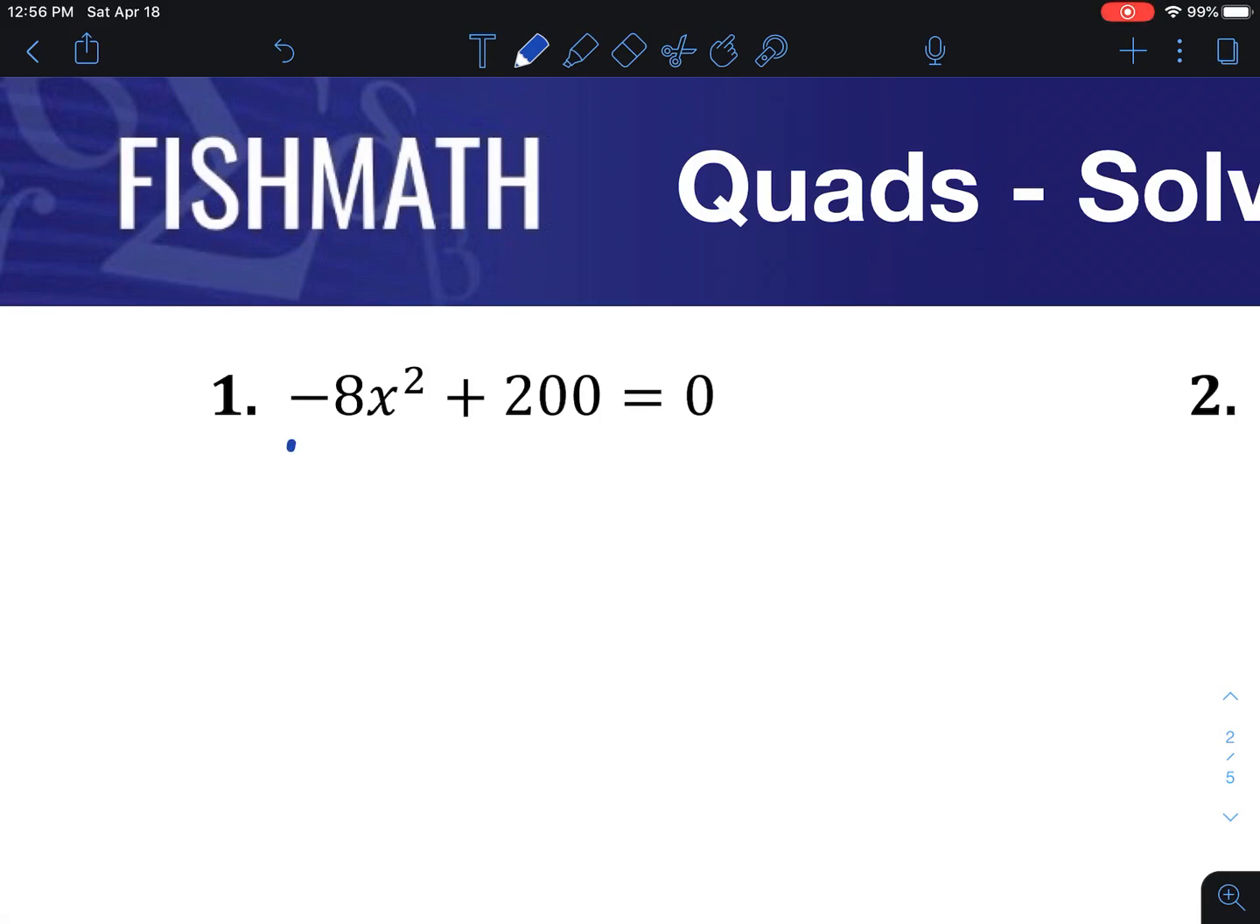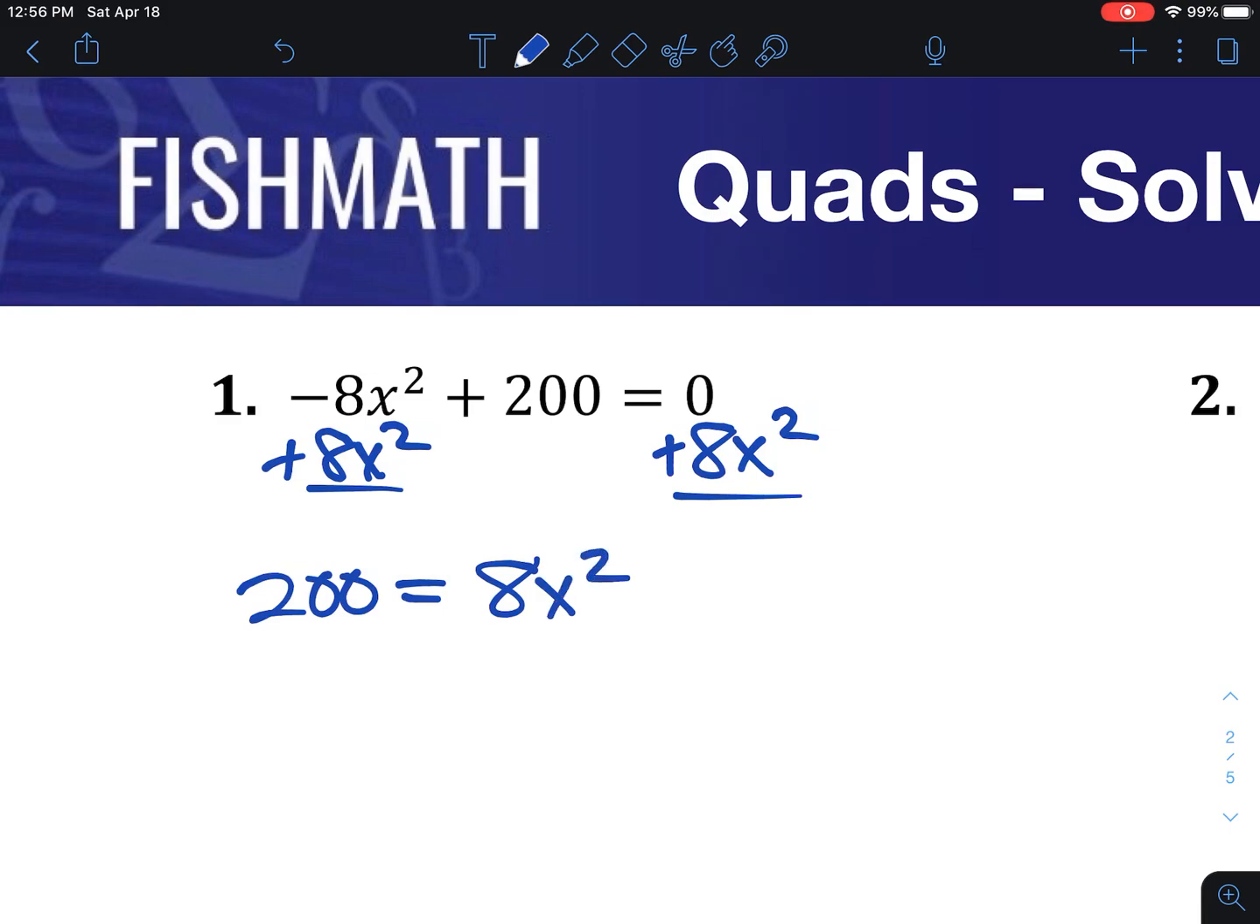I'm going to show you the first option, just to move this 8x squared over, and let's see what happens after that. So we get 200 equals 8x squared. Now we're going to try and solve this for x. So if you're thinking about how you would solve this for x, if that were just an x, not an x squared, you would divide both sides by 8. So that's what we're going to do here. We're going to divide these both by 8, and we're going to get 25 is x squared.